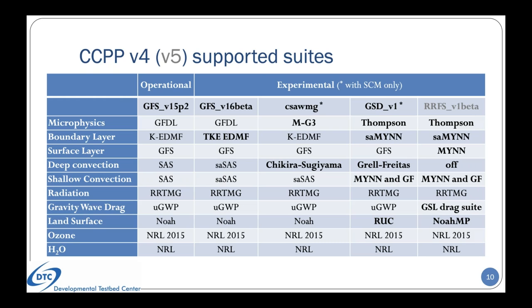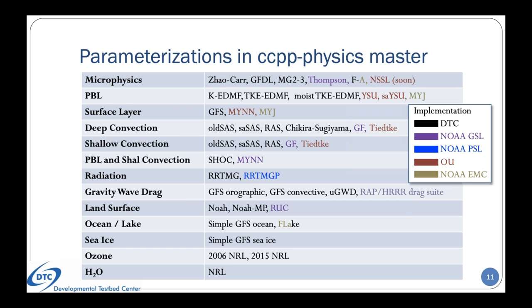Besides the physics in those suites, we have many more parameterizations in the CCPP physics master repository. They're all listed here, and you can see from the color coding who contributed it. And obviously, the DTC did the bulk of the work when we initially stood up the CCPP. But since then, several organizations in NOAA, but also outside, like Oklahoma University, have contributed physics, and we are seeing more and more of this as we speak. So that's very exciting.